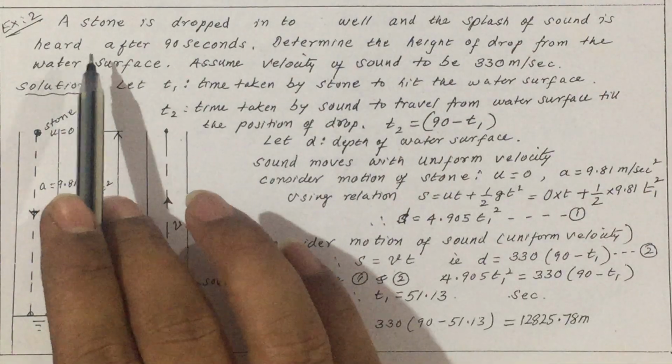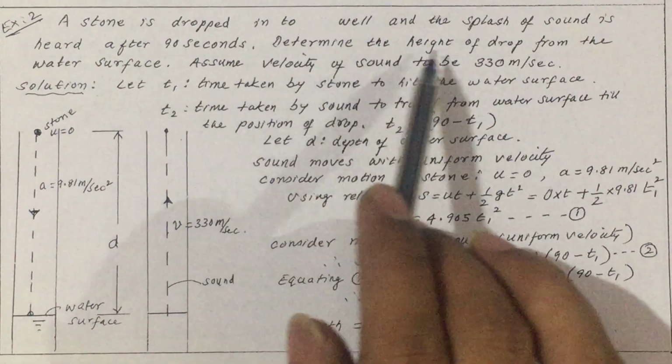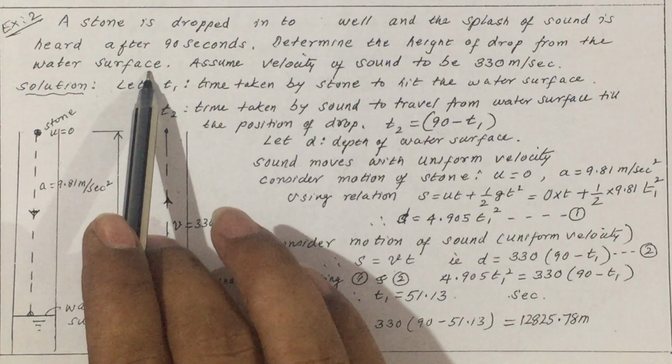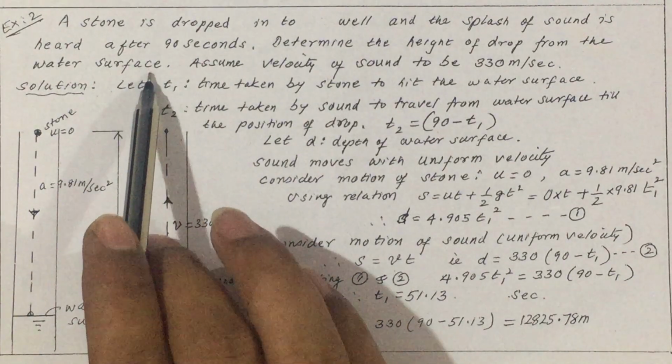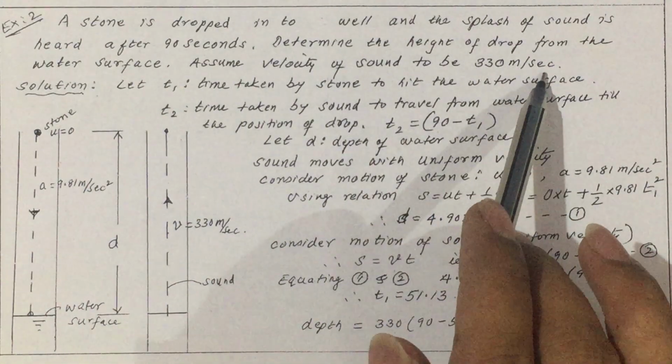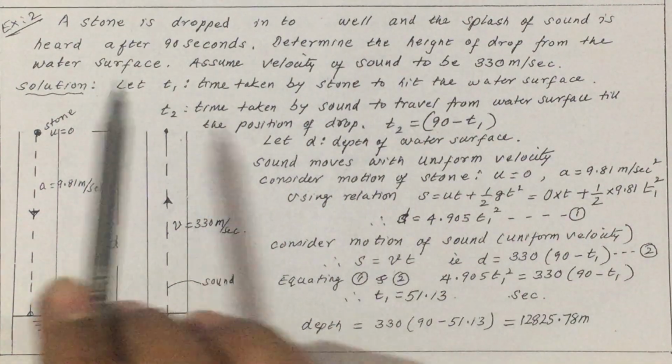And the splash sound is heard after 90 seconds. Determine the height of drop from the water surface. Assume the velocity of sound to be 330 meter per second.